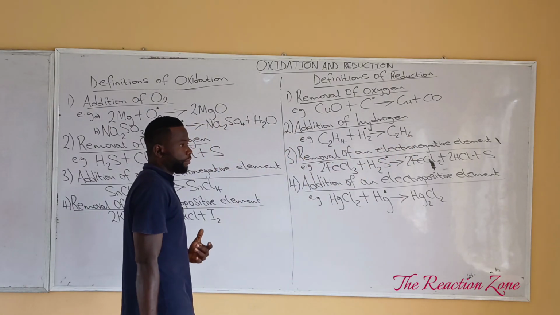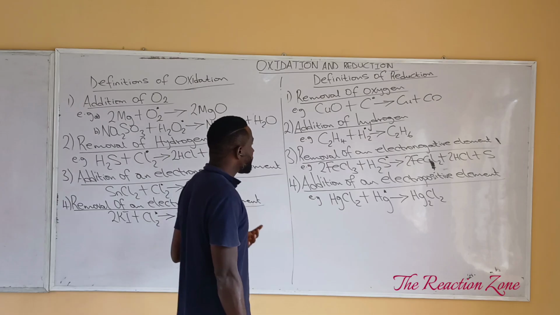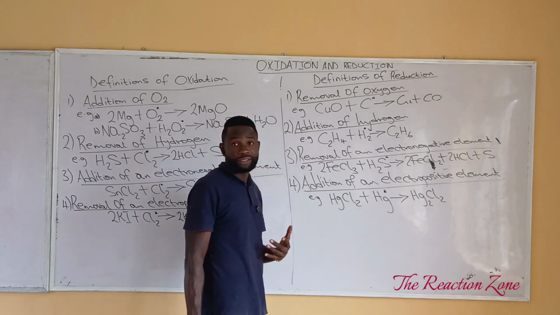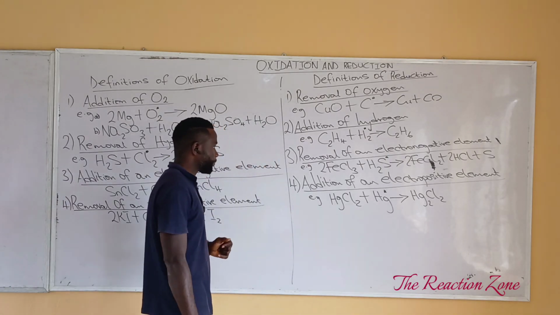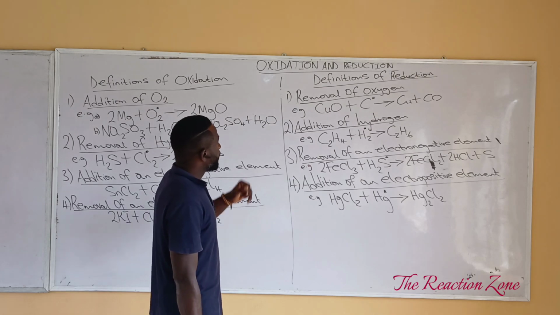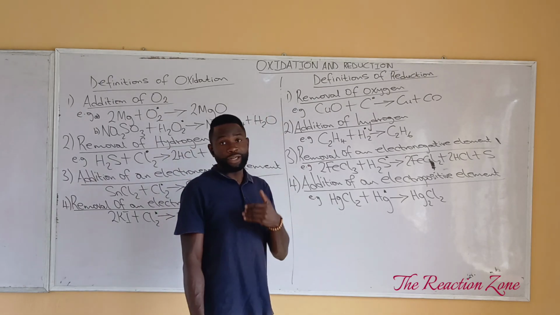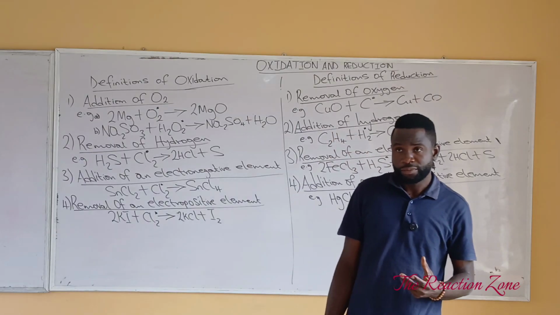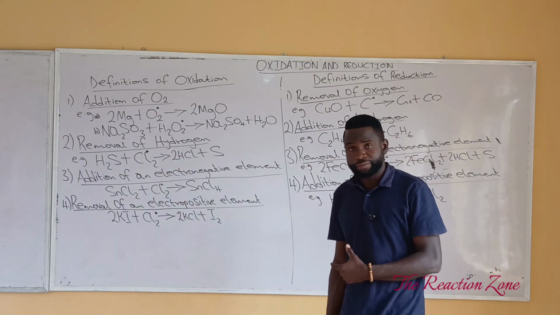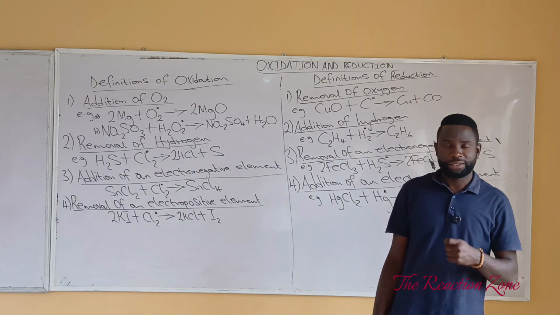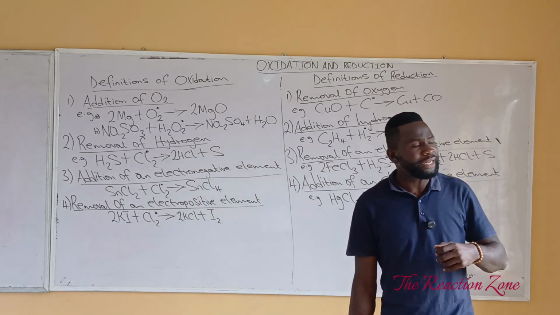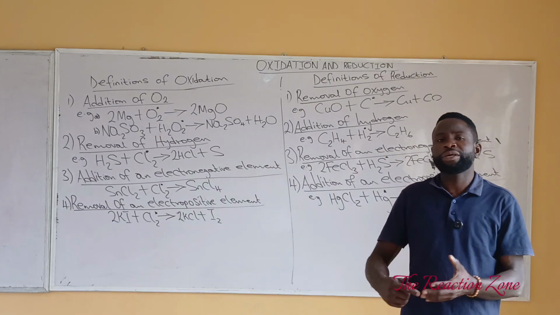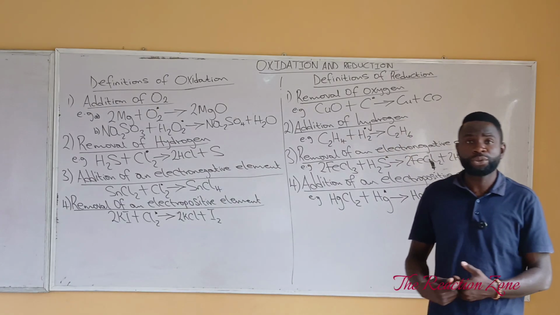The third definition is the removal of an electronegative element from a substance. Oxygen is an electronegative element. If the removal of oxygen, which is electronegative, counts as reduction, then it means that the removal of other electronegative elements is also reduction.